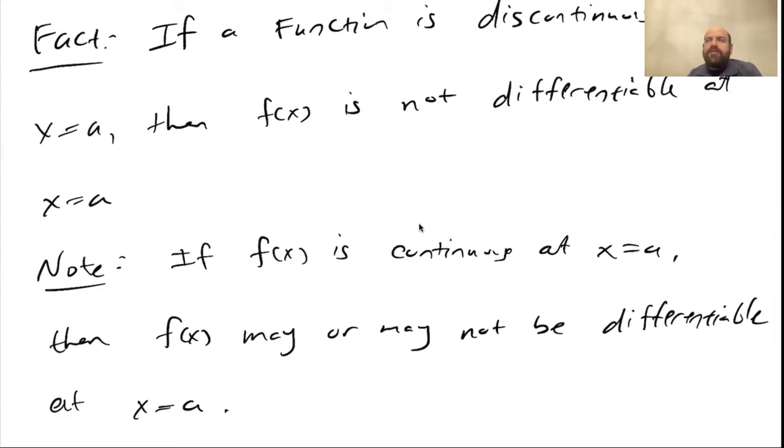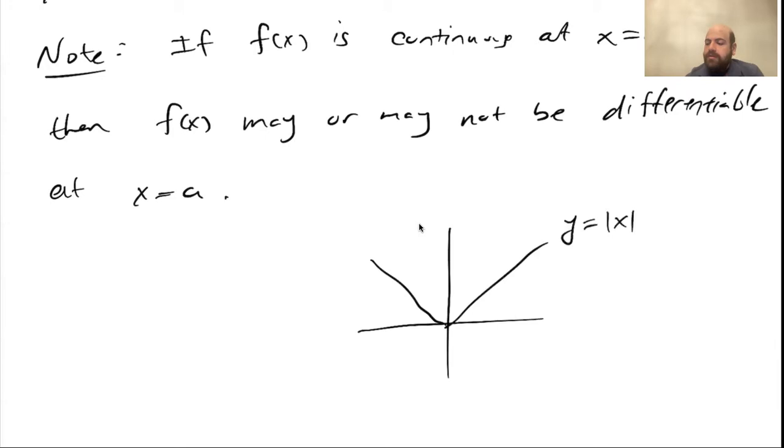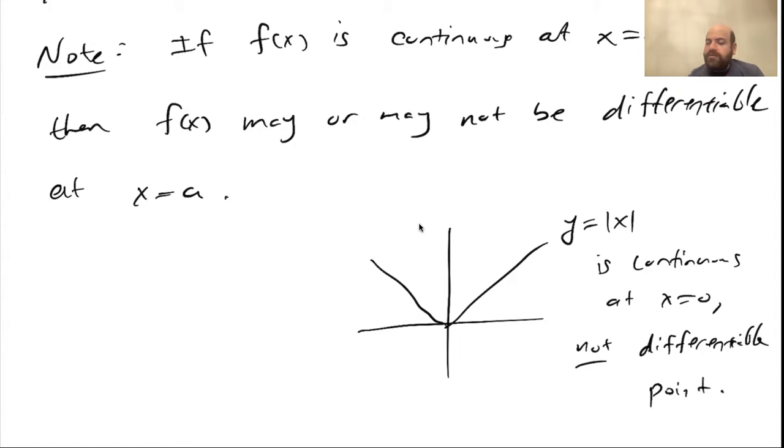So graphically, if a function has sharp points, for example, like absolute value of x at 0, it is continuous at x equals 0, but not differentiable at this point because it has a sharp point. If it has a sharp point, it's not differentiable, but this function is continuous at 0. So you can check this mathematically, use the definition of continuity and use the definition of differentiability to show that the function is continuous at 0, but not differentiable at this point.